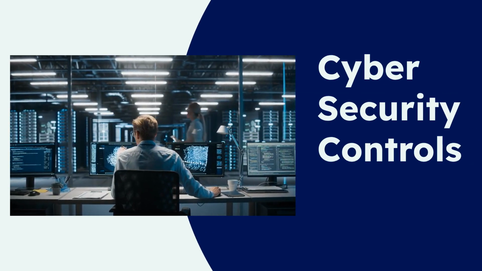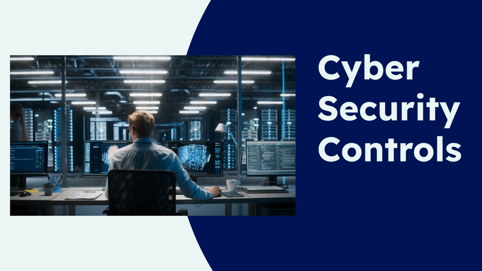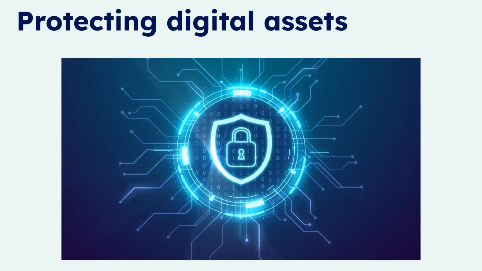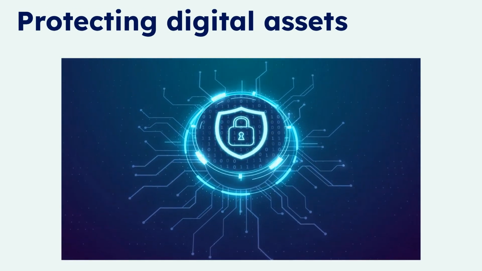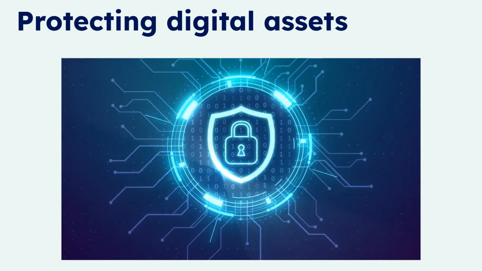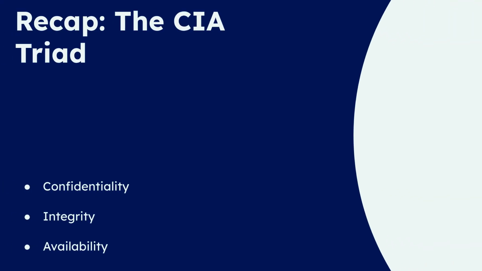Today, we're building on the foundation of the CIA Triad to discuss essential security controls. Understanding security controls is critical for actively protecting your digital assets and maintaining a strong security posture. As a quick recap, remember the CIA Triad: confidentiality, integrity, and availability. These are the core principles of information security we aim to protect.